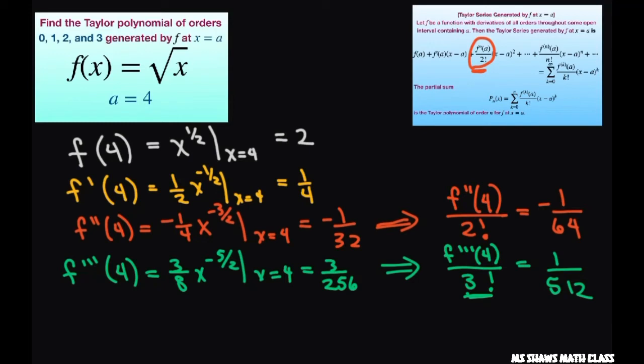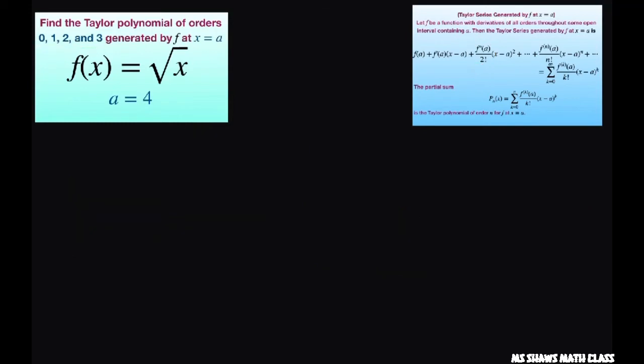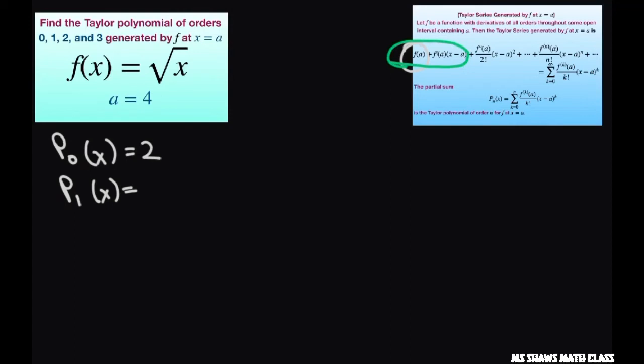Now let's do our orders 0 through 3 and expand this. So we have p sub 0 of x equals 2, because that's what we got. That's your order 0. So for order 1, that's going to be these two together. So you're going to get 2 plus x minus 4 divided by 4.